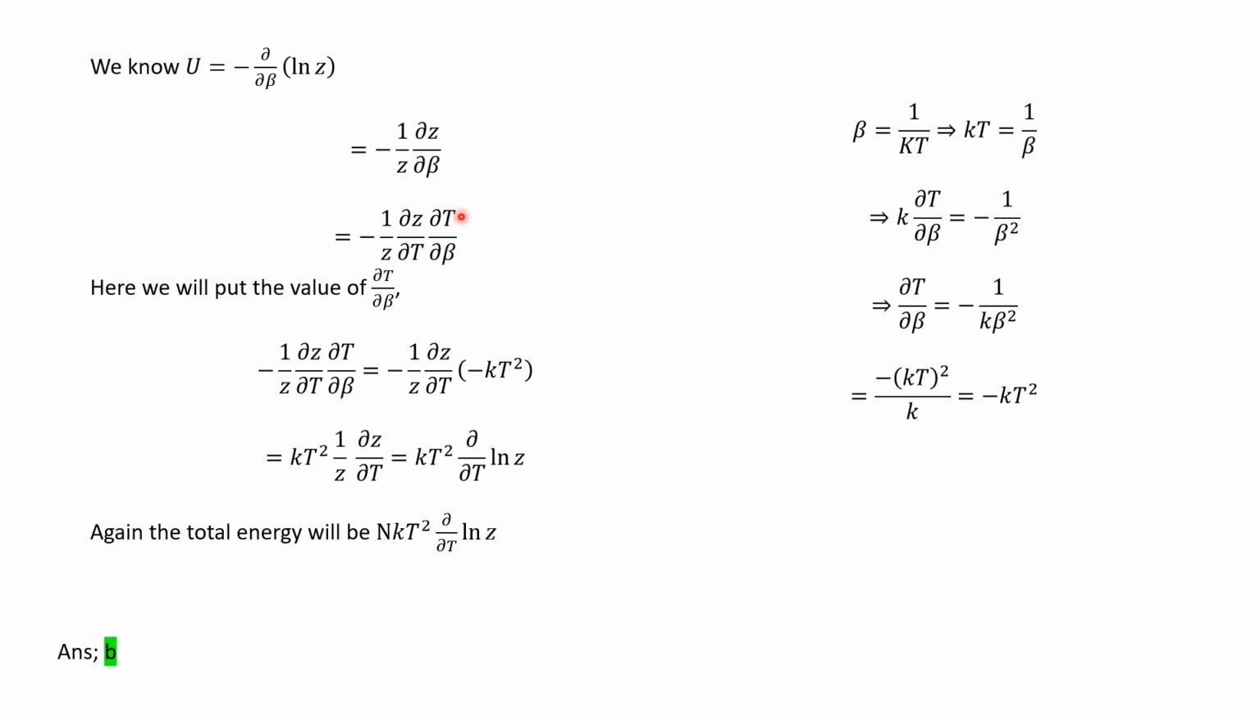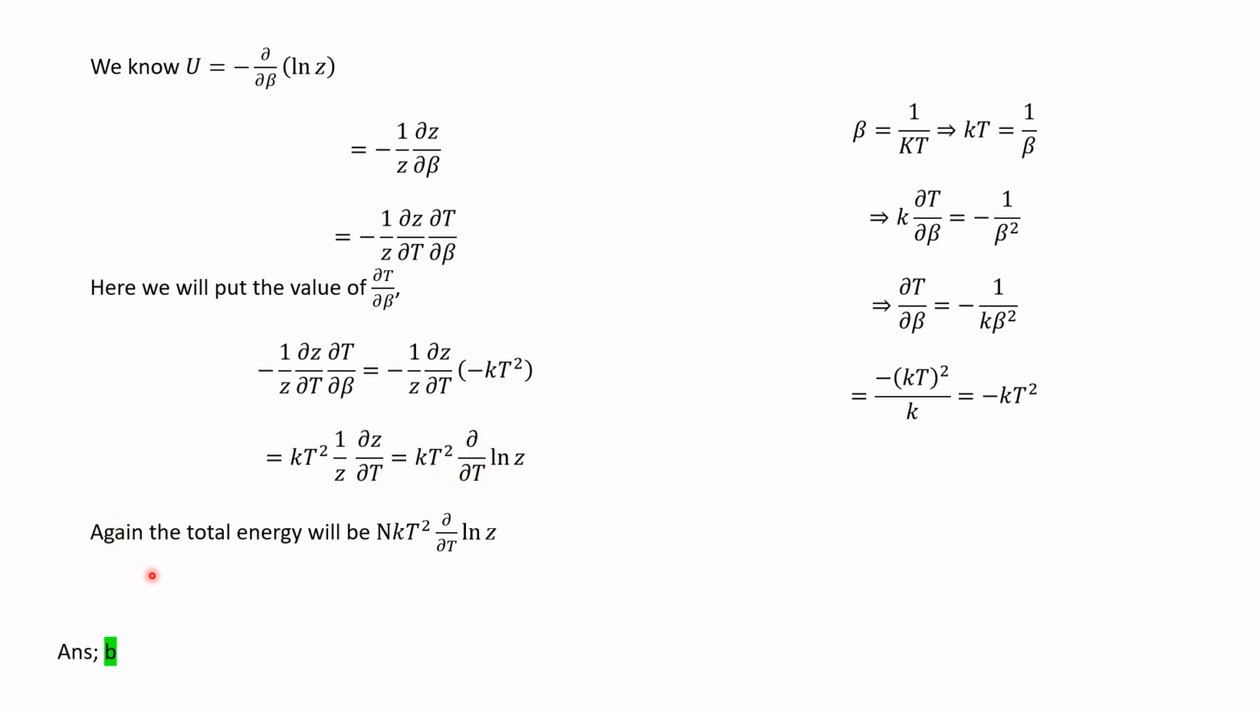So by putting the value of del T by del beta here, we get minus 1 by Z del Z by del T, and this is minus kT square. So this minus and this minus will become plus, and here we can write it as kT square 1 by Z del Z by del T, that is kT square del by del T ln Z, since 1 by Z del Z by del T is equal to del by del T ln Z.